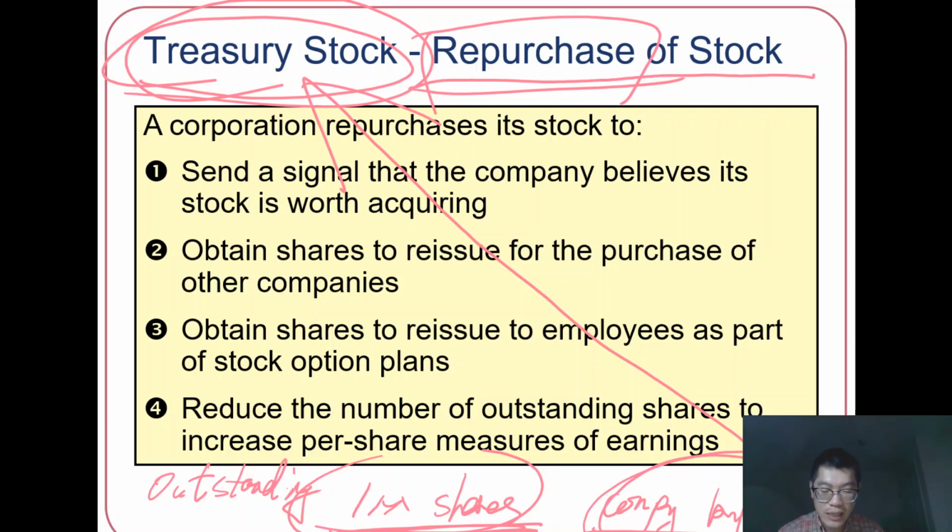So how many shares are left on the market to be circulated after this repurchase transaction? 600,000 shares, right? After repurchasing these 400,000 shares as treasury stock, we have 600,000 shares outstanding.